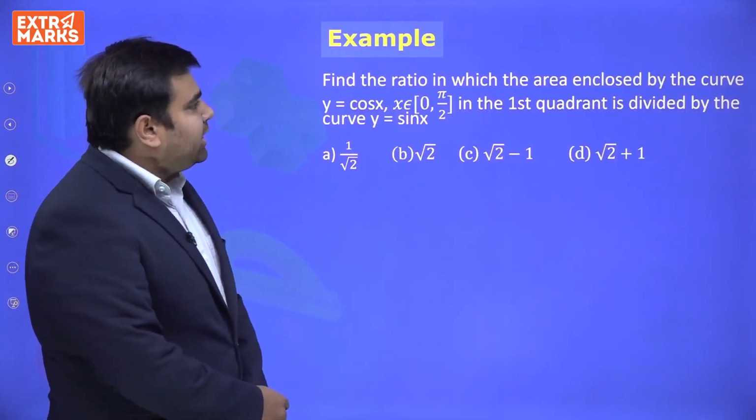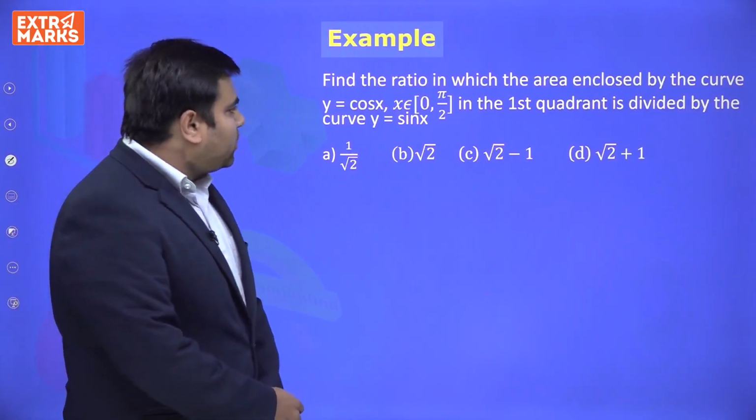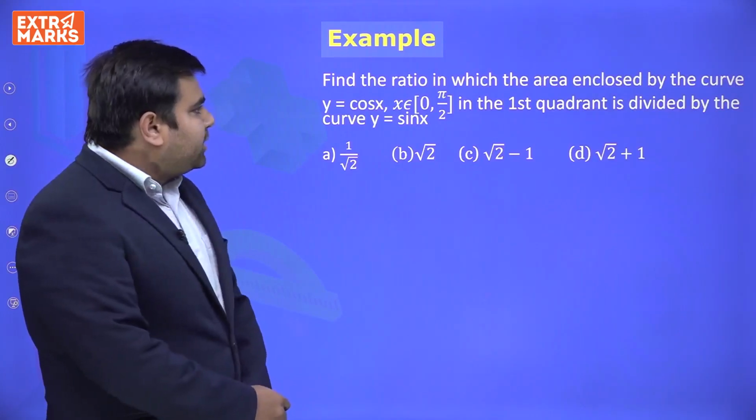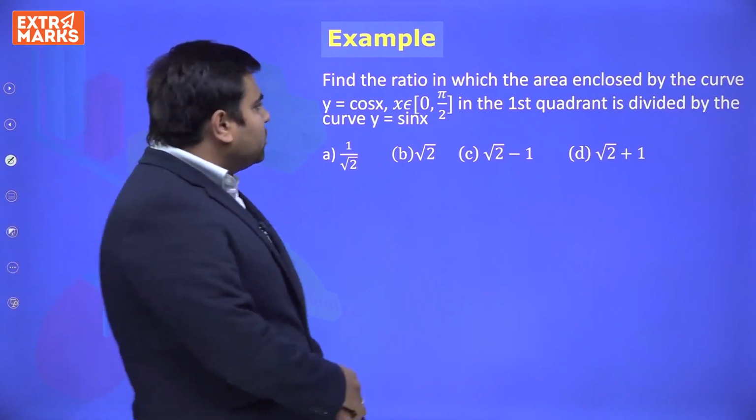Find the ratio in which the area enclosed by the curve y equal to cos x, x belongs to 0 to pi by 2 in the first quadrant, is divided by the curve y equal to sin x.